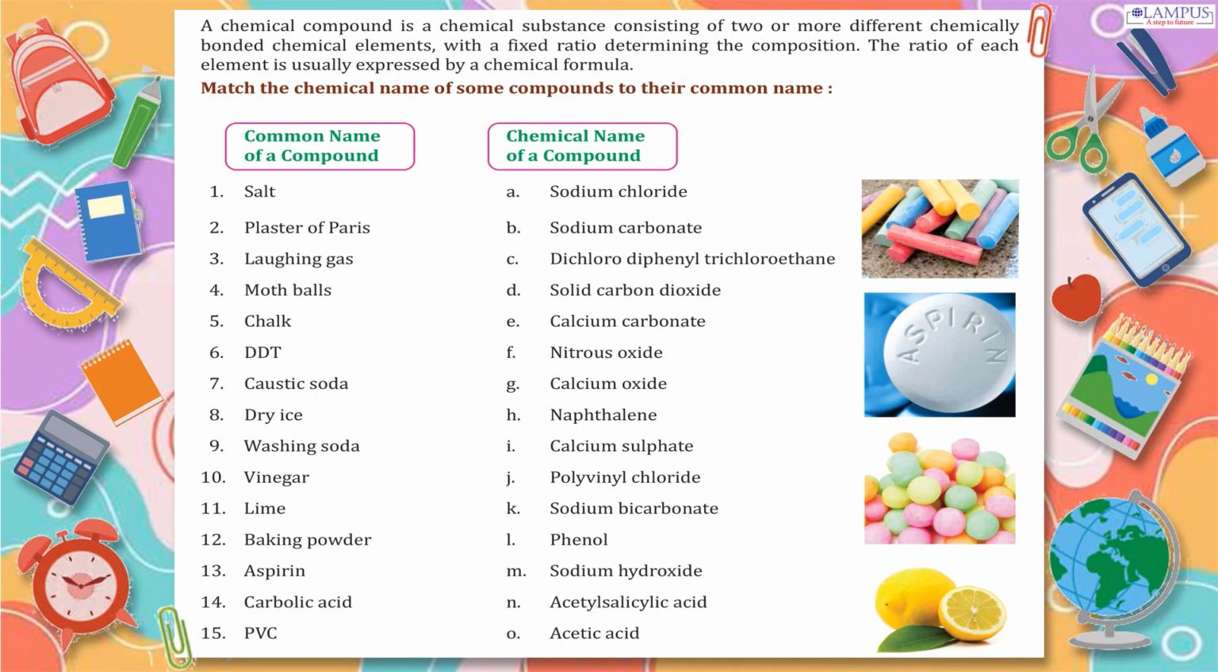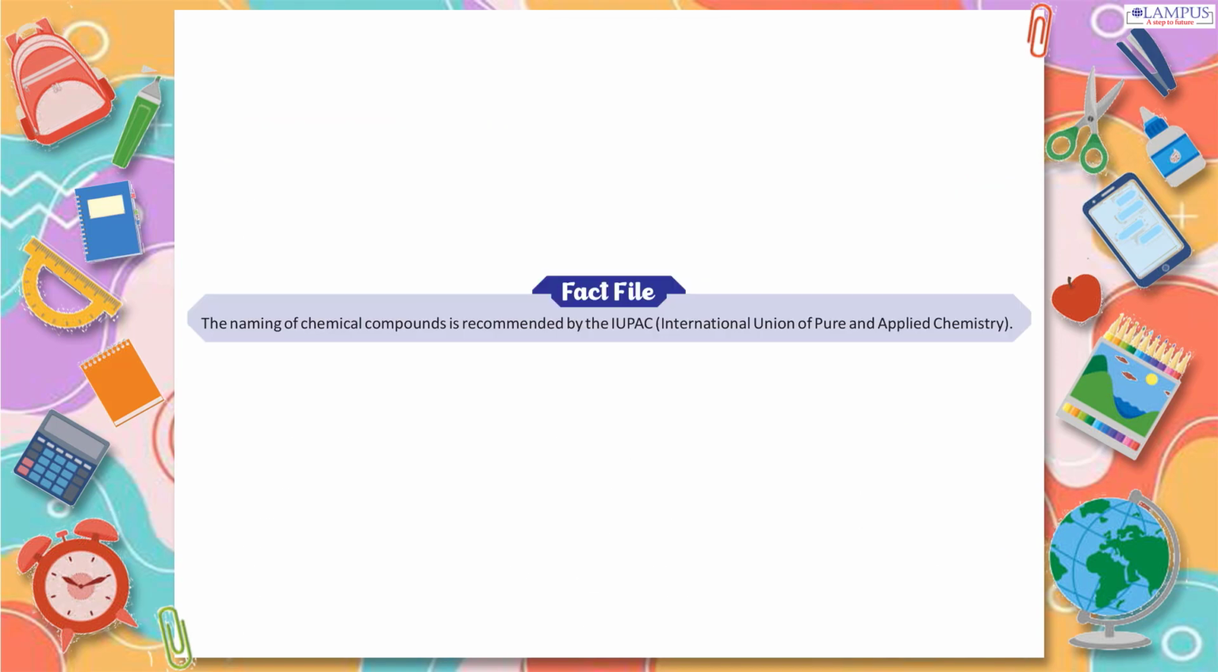I. Calcium sulfate. J. Polyvinyl chloride. K. Sodium bicarbonate. L. Phenol. M. Sodium hydroxide. N. Acetyl salicylic acid. O. Acetic acid. Fact file. The naming of chemical compounds is recommended by the IUPAC, International Union of Pure and Applied Chemistry.